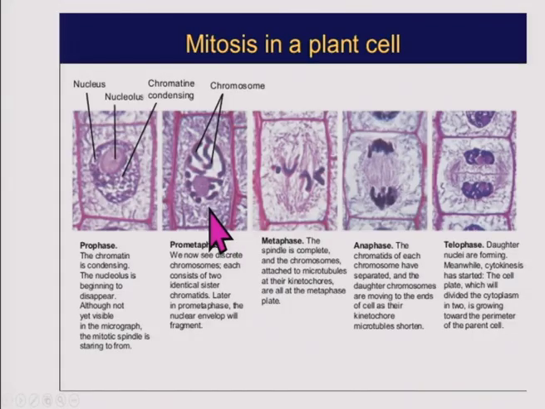This is the prophase. And prometaphase and metaphase. We now describe the chromosomes. Each consists of two identical sister chromatids. Coming to the metaphase, the spindle fibers are complete and the chromosomes are attached to the microtubules by their kinetochores, and this one is the metaphase structure.